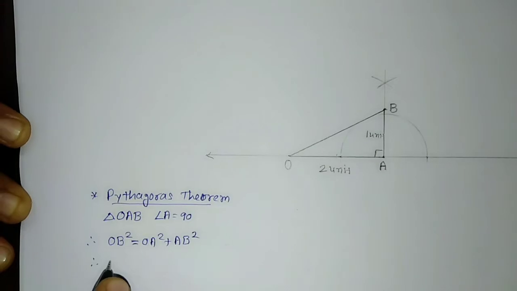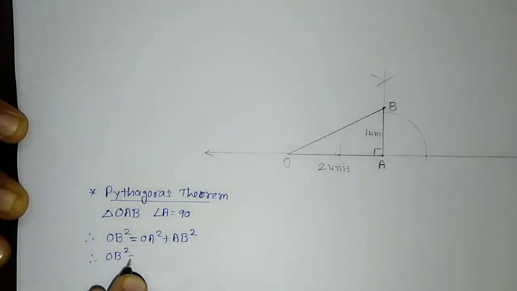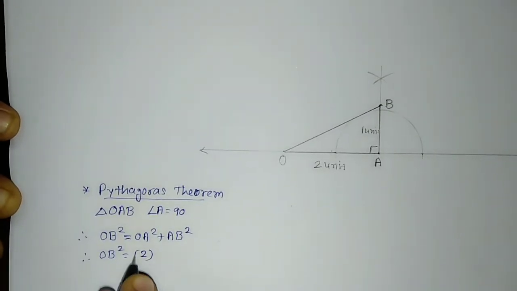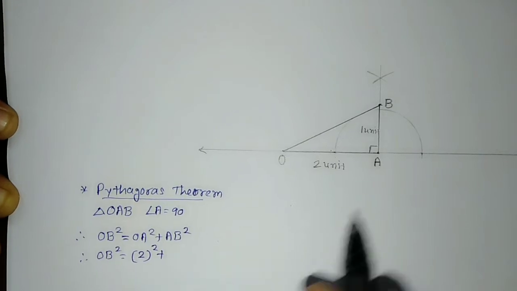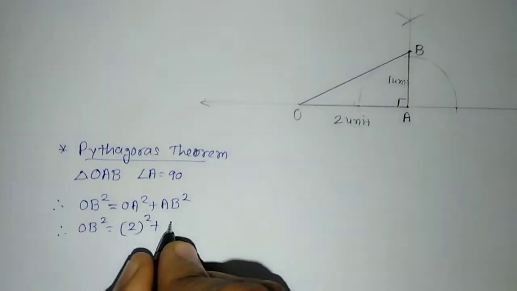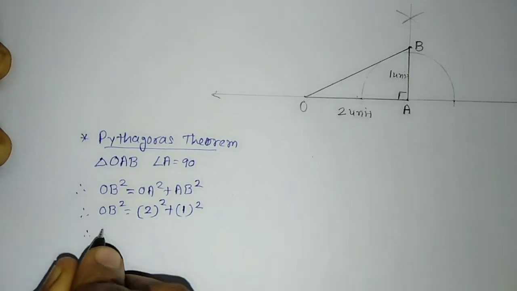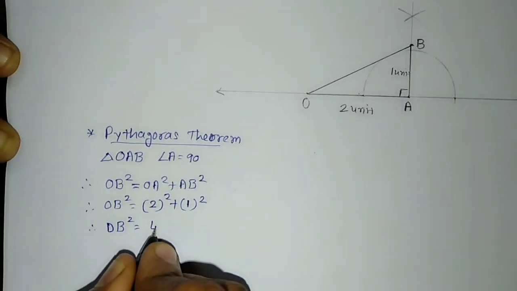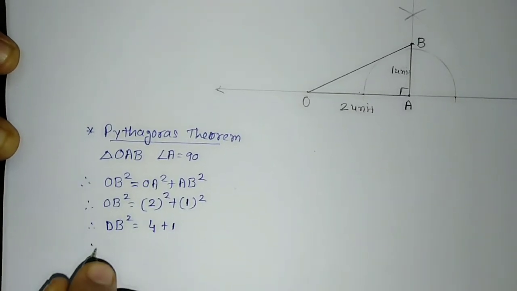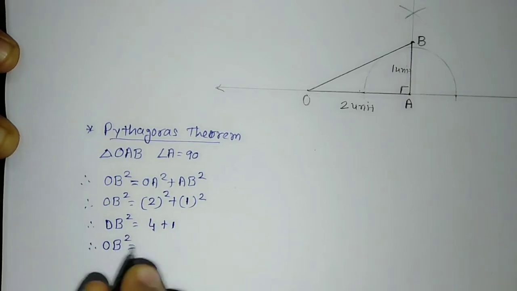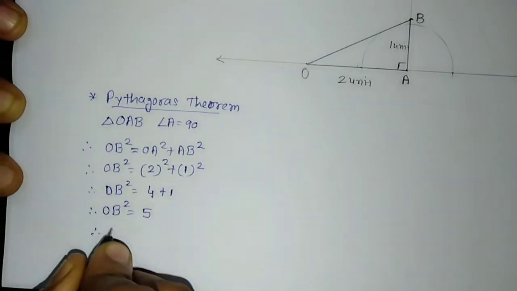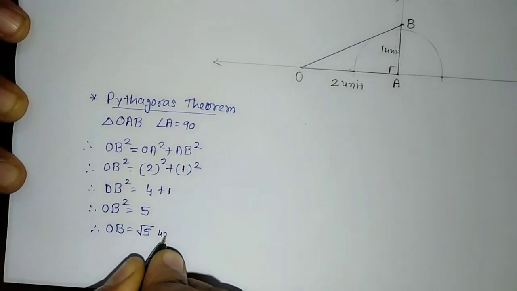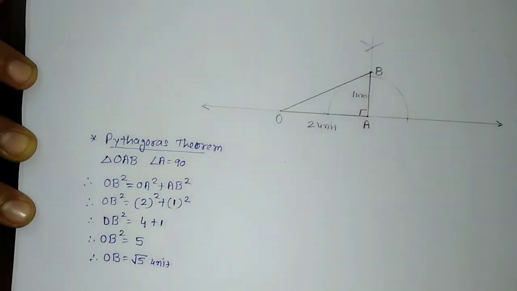So I will put the measure. OB square is equal to, what is the measurement of OA we have taken? That is, we have taken 2 units. So I will put it here, that is 2 whole square. What is the measure of AB we have taken? AB is taken to be 1 unit. So I will put it here, 1 square. Therefore, OB square is equal to 2 square, which is 4, plus 1 square, which is 1. So we got it, OB square is equal to 5. Hence, if we want to get the measure of OB, that would be root 5 unit. So this OB, we got root 5 unit.